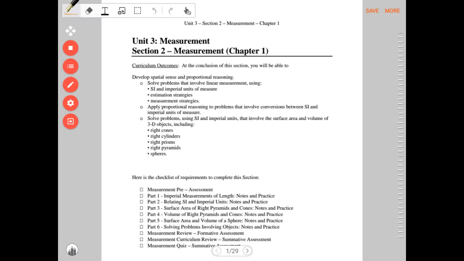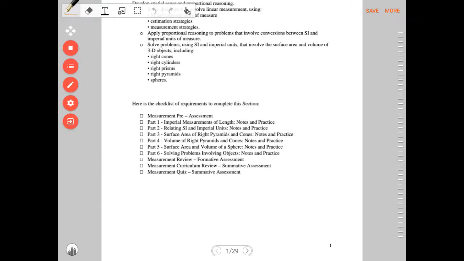Okay, awesome. So here's a checklist of all the things you have to do for this section. Okay, so you should have done your measurement pre-assessment already. If you haven't, please press stop or pause and go and do that now. Make sure you show your teacher when you're done so they can release the answer key for you.